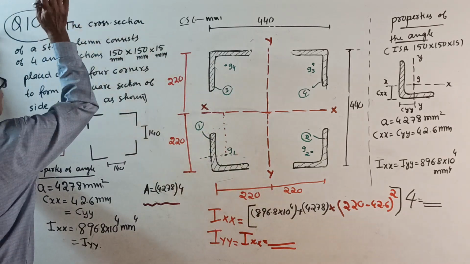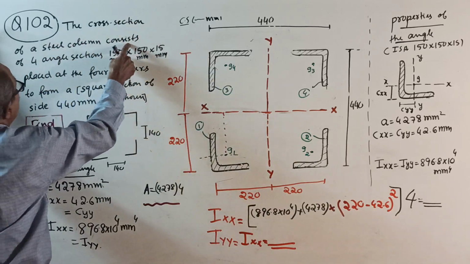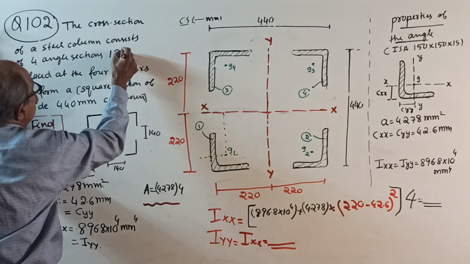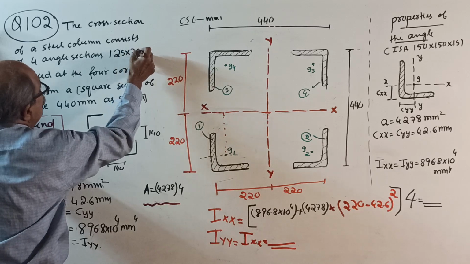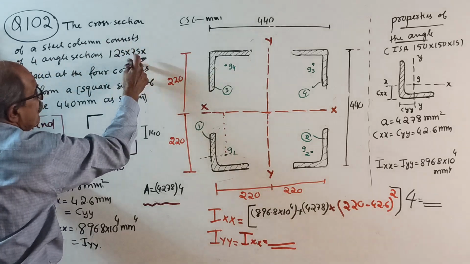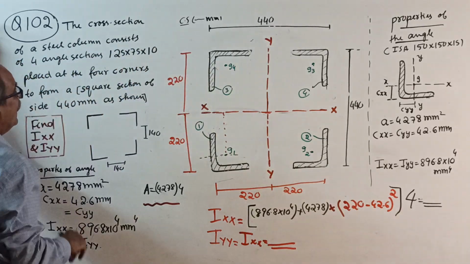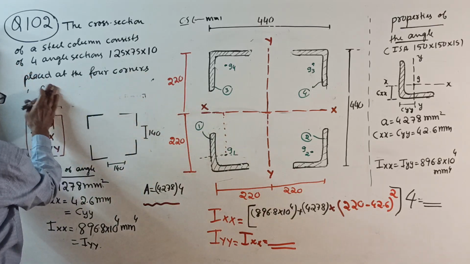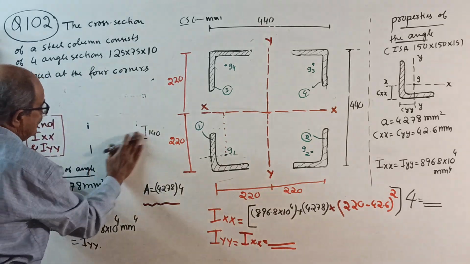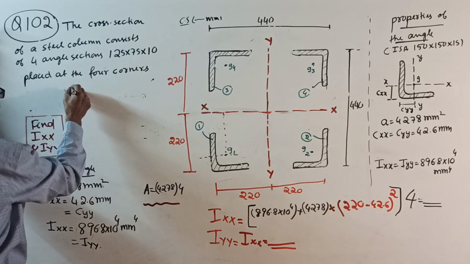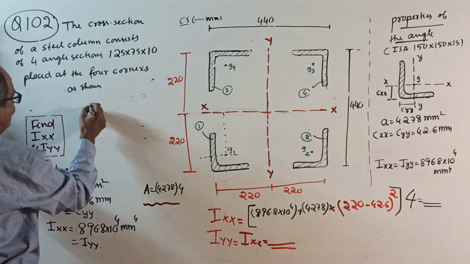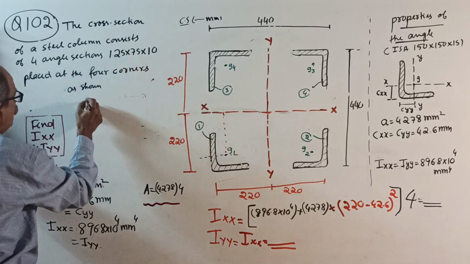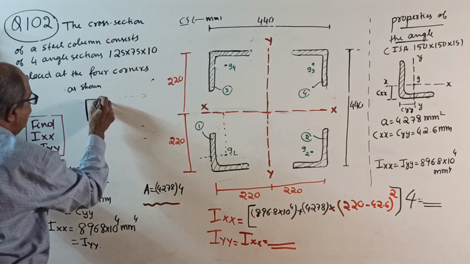The cross section of a steel column consists of 4 angle sections ISA 125 by 75 by 10. This angle is there in the handbook. Placed at the 4 corners as shown. Now they should show a sketch here. One angle here, a line diagram. 125 by 75: one is the longer side, the other is the shorter side.